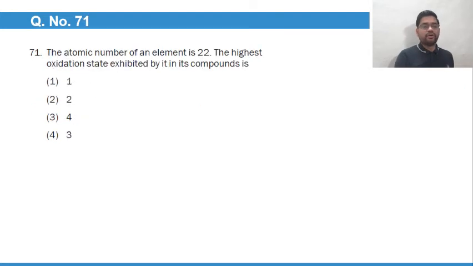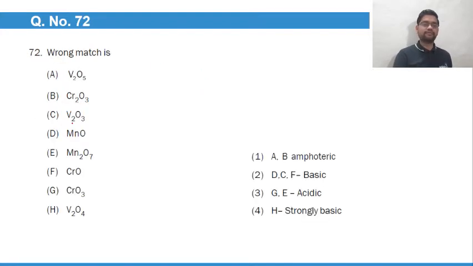Okay. Now talking about question number 71. The atomic number of the element is 22. That is vanadium. The highest oxidation state exhibited by this compound is. So vanadium has 4s2 3d2 electronic configuration, so 4 electrons can be lost. So answer has to be 4. Okay. Now 72.